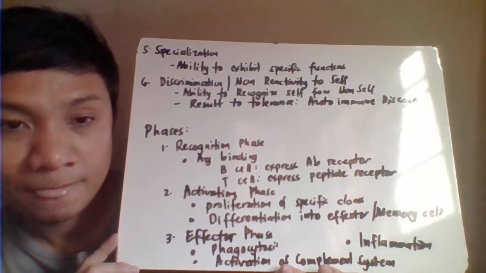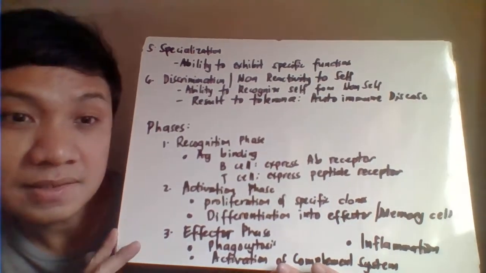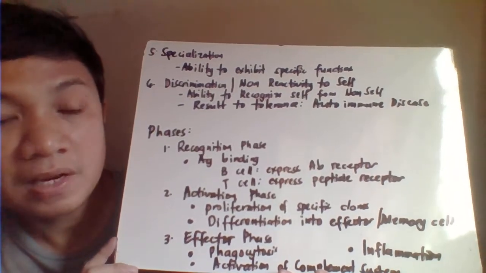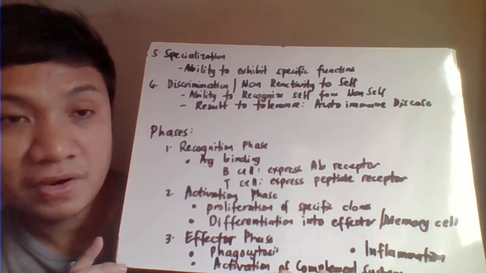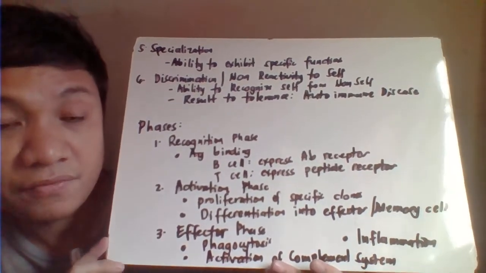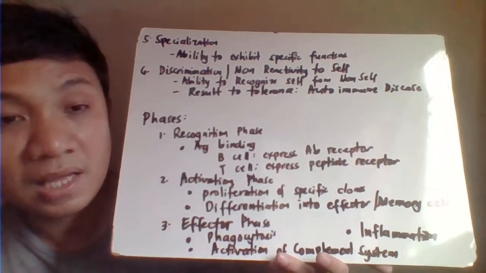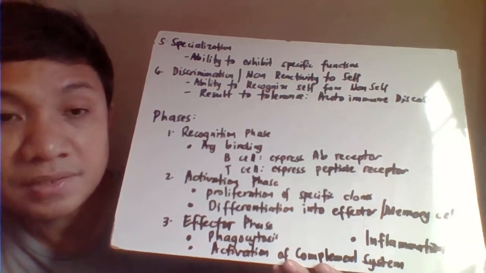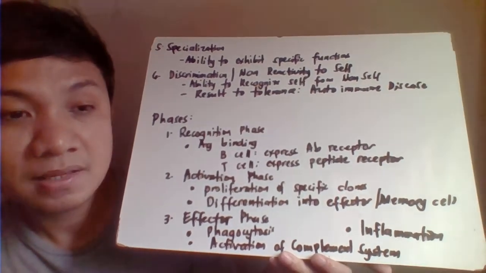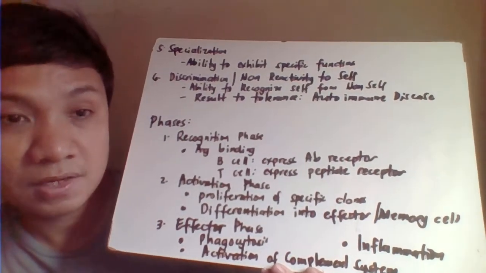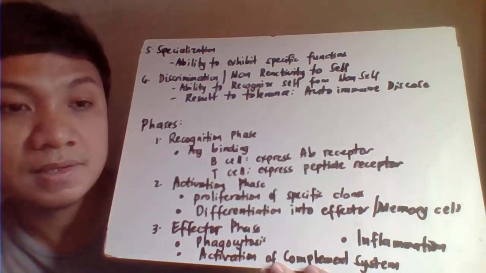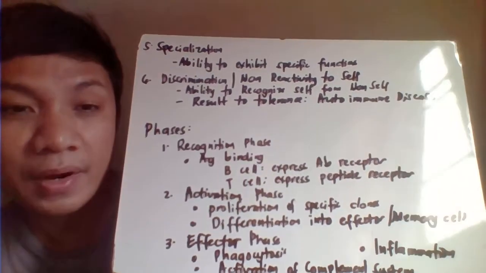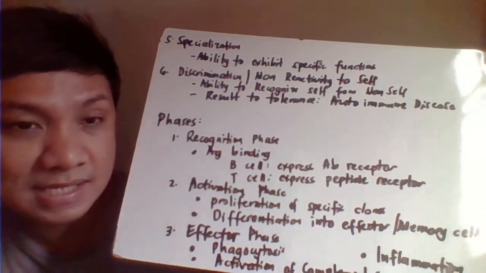Discrimination. Again, there is a tendency where you can develop immunotolerance. With immunotolerance, you cannot differentiate between the self and the non-self. So it can result in autoimmune disorders. Autoimmune disorders are characterized by the destruction of your own cells or tissues in your body because of the presence of autoreactive na mga antibodies.